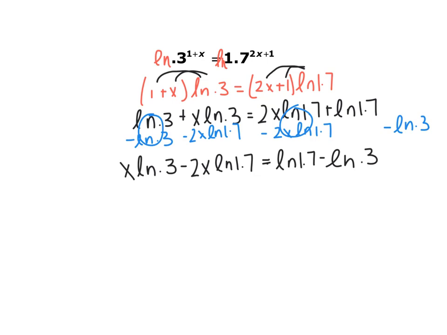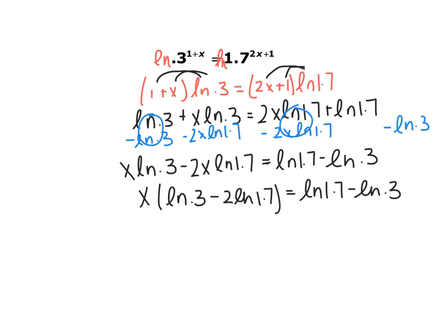And then we want to move everything with an x to one side and everything without an x to the other side. So we get x natural log of 0.3 minus 2x natural log of 1.7 is equal to natural log of 1.7 minus the natural log of 0.3. You can't combine these. Well, you can combine them with division, but you don't need to. I would just leave it this way, and same thing here. So now to get the x alone, what we're going to do is we're actually going to factor out this x. So I factored out the x, and so now you have the natural log of 0.3 minus 2 times the natural log of 1.7, and then the same thing on this side that was before.